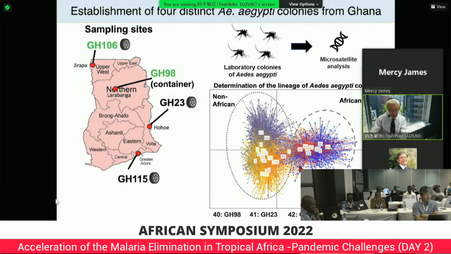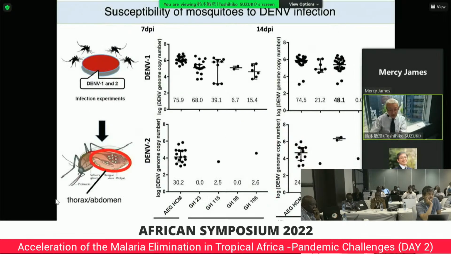The mosquitoes were next examined for their susceptibility to dengue viruses. This slide is one of our data. 1 colony from Vietnam as a control, and 4 colonies from Ghana were analyzed by infection with 2 dengue virus strains. One is serotype 1 isolated in Japan in 2016, and the other is the serotype 2 Ghana strain isolated by us. 7 and 40 days after feeding blood containing virus, the thorax and abdomen of mosquitoes were collected and analyzed for the copy number of viral genomes.